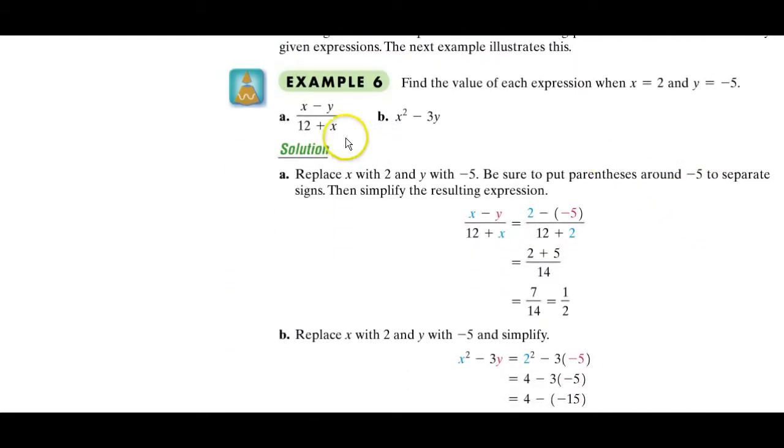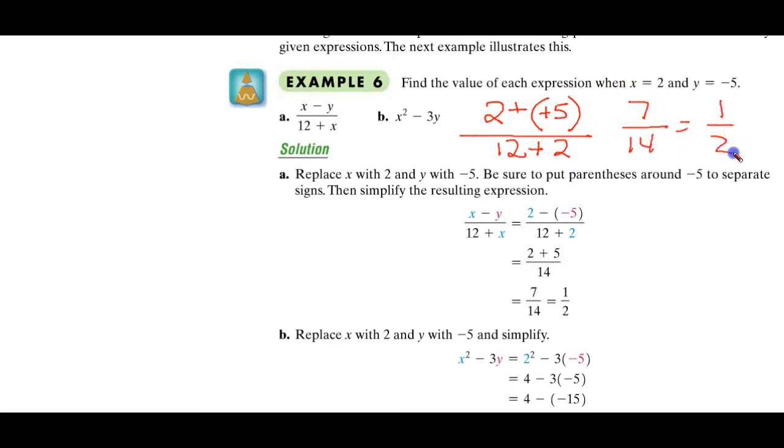Okay, here they want us to do some substitution again. So, wherever you have a letter, you're going to replace it with this value. Now, let's just set this first one up here. So this x is a 2. Now, there's a minus in our expression, but what is y? Well, y is a negative 5. Okay. So eventually this is going to become a positive. And then we have 12 plus our 2. So this is going to be 7 over 14, which is 1/2.